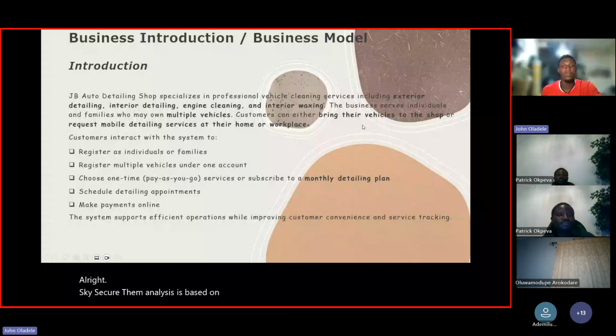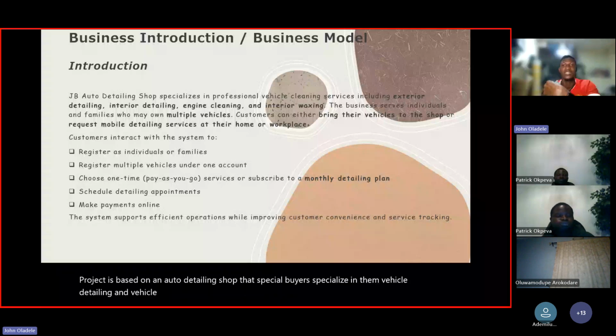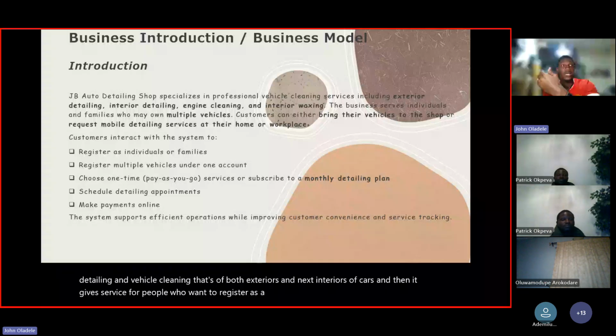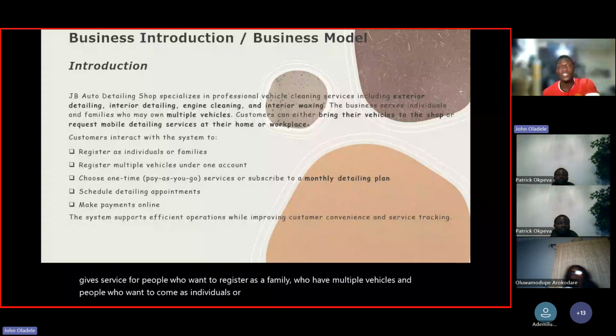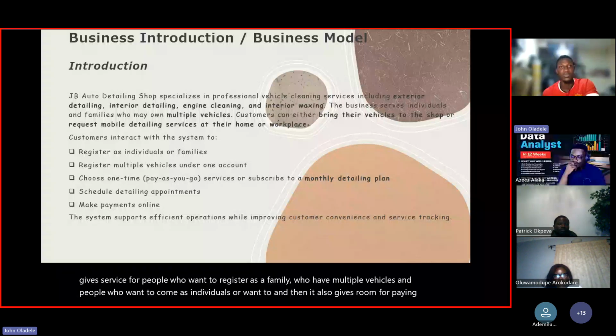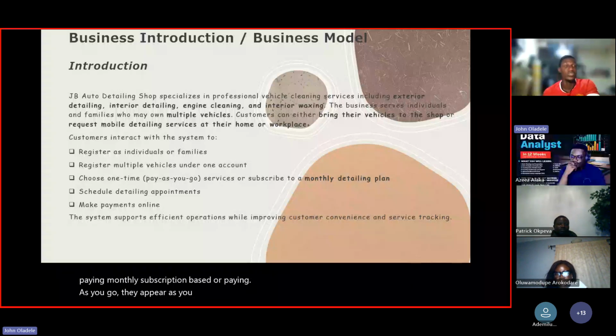So, SQL. It's based on an auto detailing shop, especially in vehicle detailing and vehicle cleaning. That's of both exteriors and interiors of cars, and it gives service for people who want to register as a family who have multiple vehicles and people who want to come as individuals. It also gives room for paying monthly subscription based or paying as you go, a pay as you go service. And then also allows room for bringing your vehicle to the store or to the shop or calling to come detail your vehicle on your site.